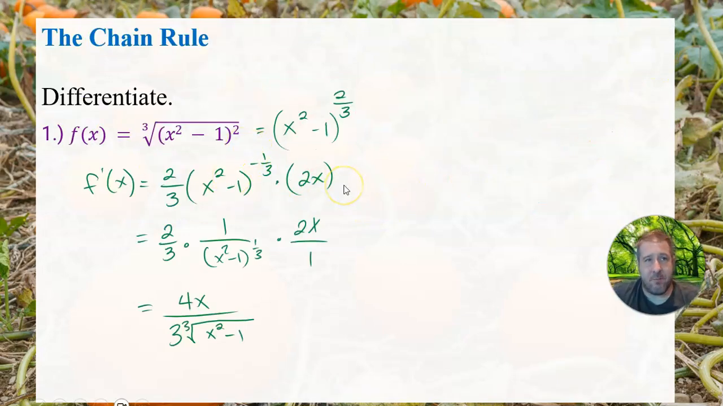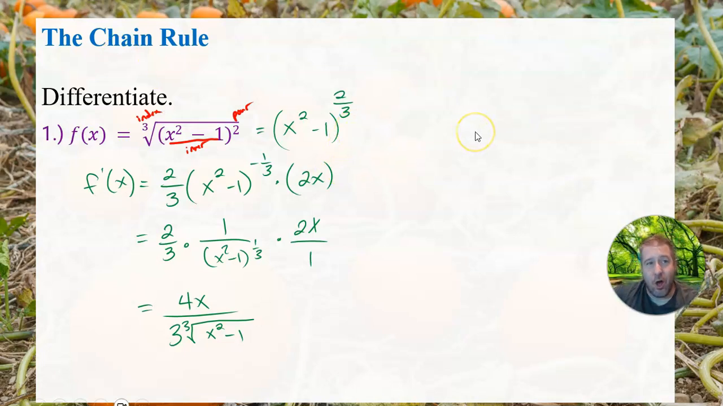This one's also pretty straightforward. I know it looks like it's a triple chain, but it is not. This is the inner function, and the outer function is just going to become 2/3 because it's power over index. That's how you write your exponents. So this is power over index.